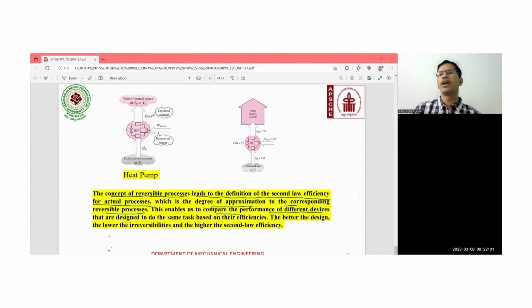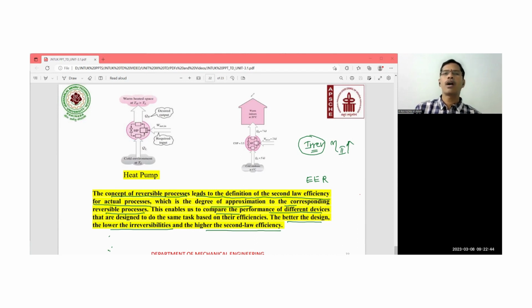What are those? Refrigerator, air conditioner, and heat pump, right? So what is the energy efficiency rating of the refrigerator and of the air conditioner for the same heat input conditions or for the same heat rejection condition, right? So that they are designed to the task. The better the design, the lower the irreversibilities and the higher the second law efficiencies. Whatever irreversibilities are present in the system, the engineer has to minimize them so that the second law efficiency is going to improve.